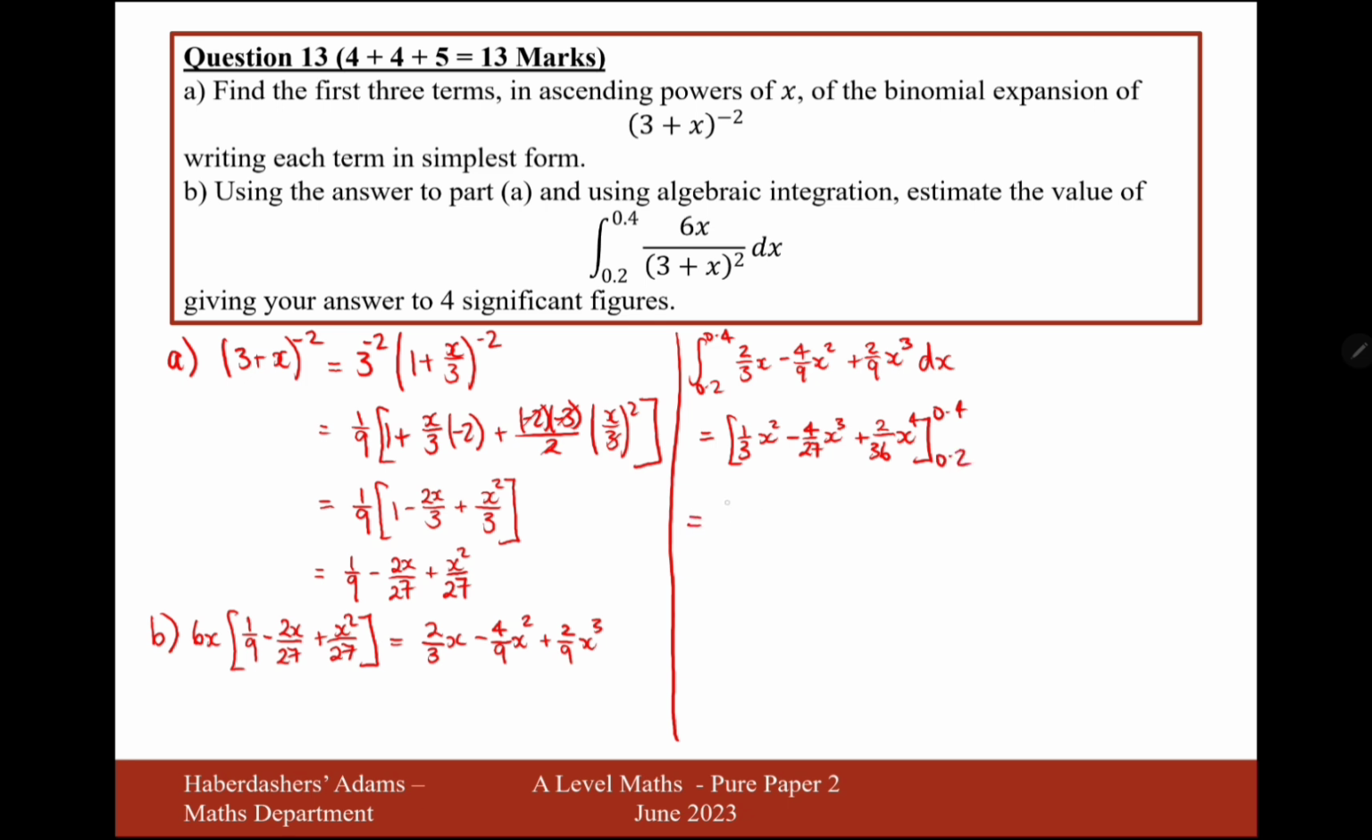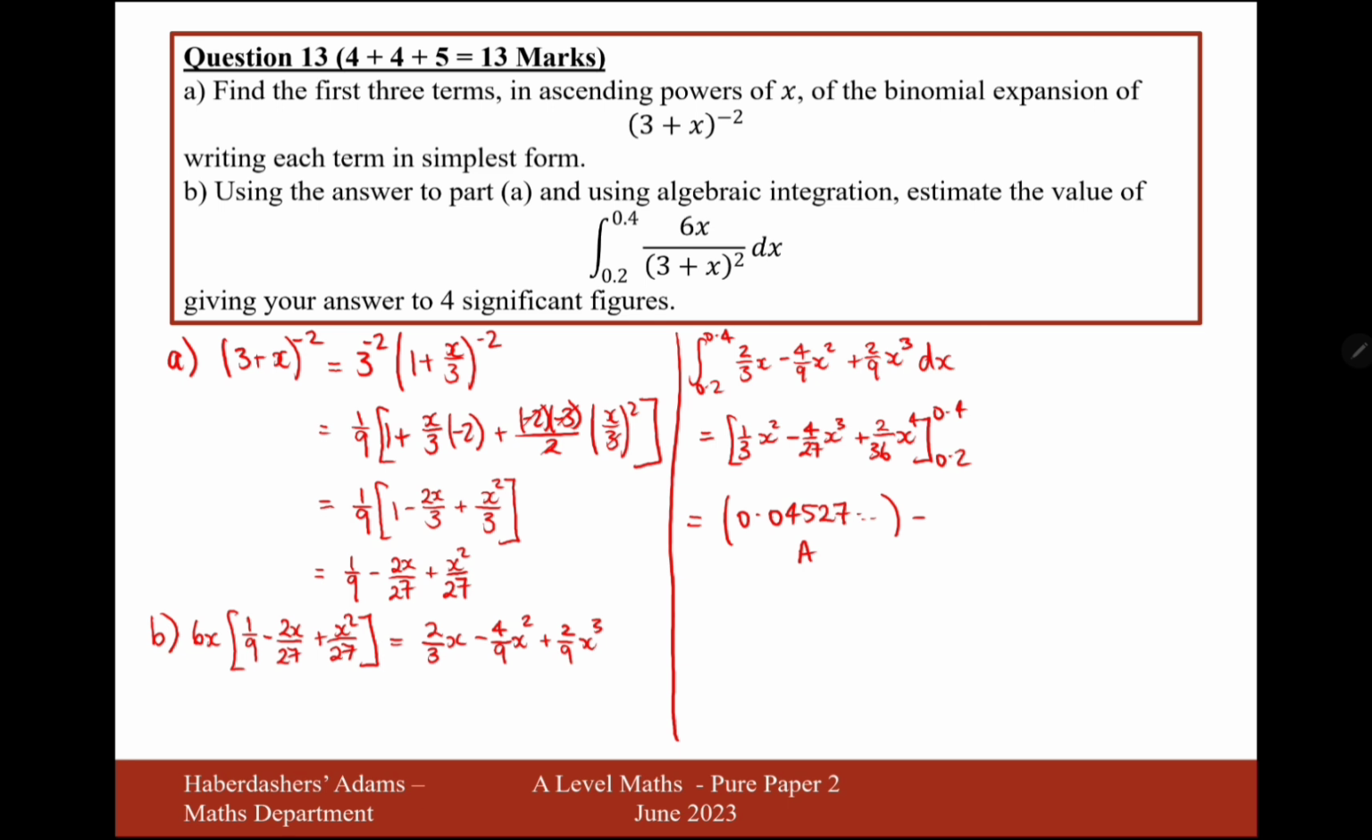Okay, so let's substitute in the first number, which is 0.4. So let's do that on the calculator. So I'm going to use answer button. So 1 over 3 answer squared minus 4 over 27 answer cubed, add 2 over 36 answer to the 4, and we'll substitute 0.4 into that. So that is 0.04527... I'll store that as A in my calculator.